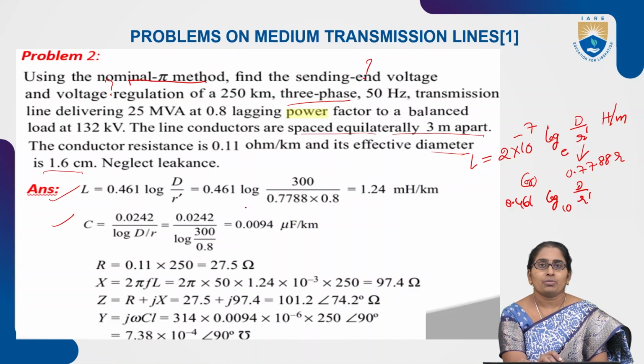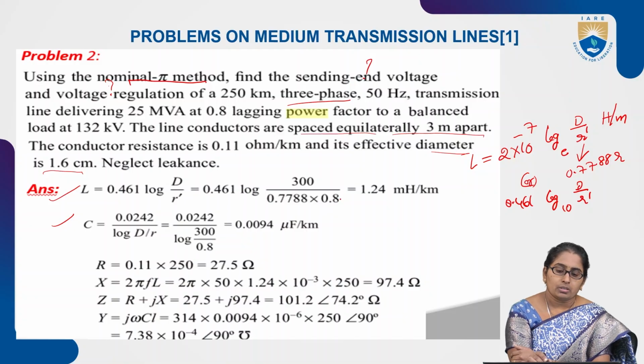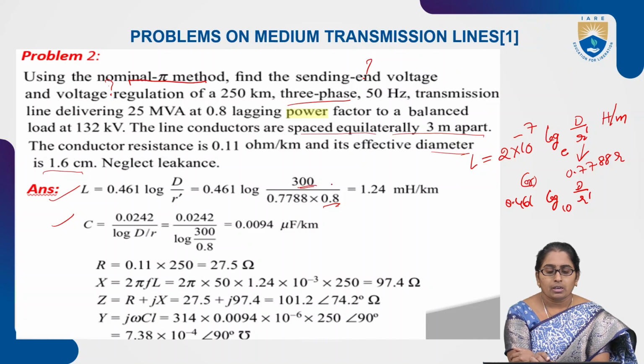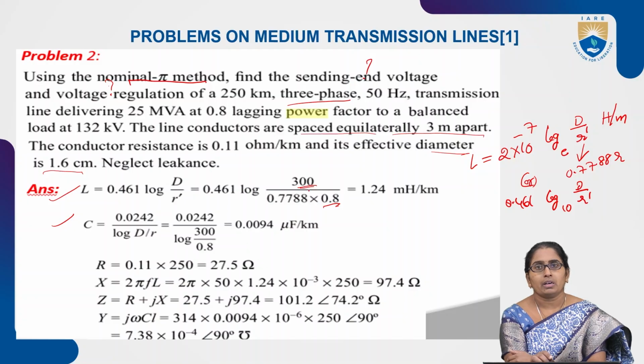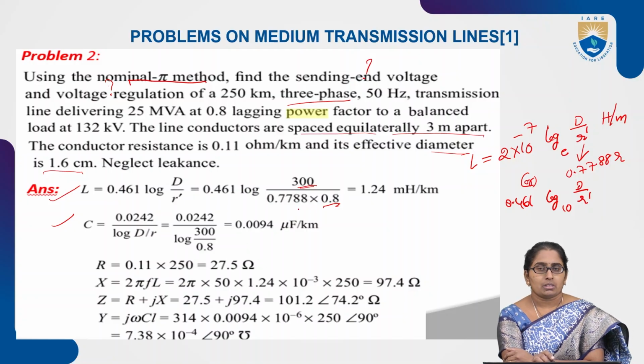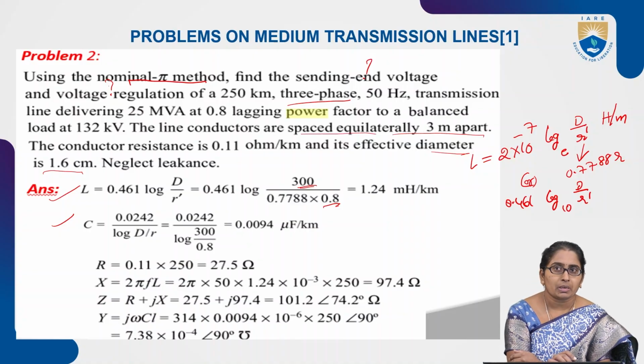Substituting here, capital D, the spacing between the conductors, is given as 3 meters, and the effective radius R dash is 0.7788 into the radius. The given diameter is 1.6, so the radius becomes 0.8 centimeter, and the distance is 3 meters. This is also substituted in centimeters, so both numerator and denominator have the same units. So the value of L becomes 1.24 millihenry per kilometer.